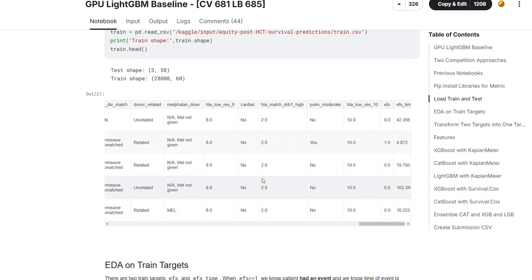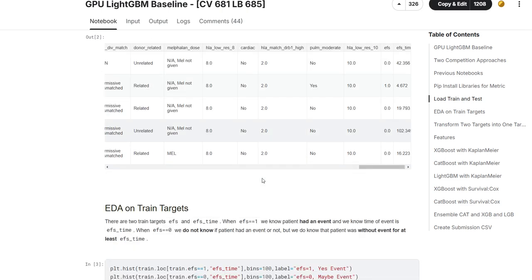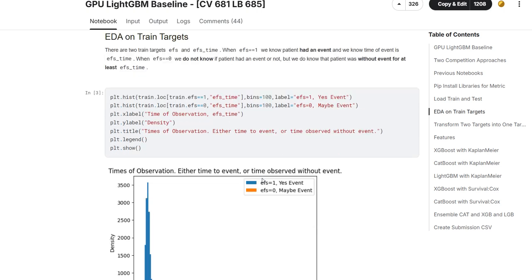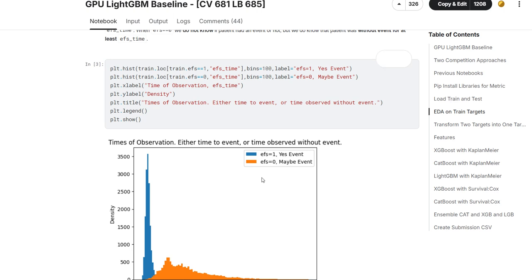This is where it gets really interesting. We have two target variables, EFS and EFS time. EFS tells us if an event occurred, like a relapse or, sadly, death. EFS time tells us when that event happened, or if no event occurred, EFS is 0, how long the patient was observed without the event.